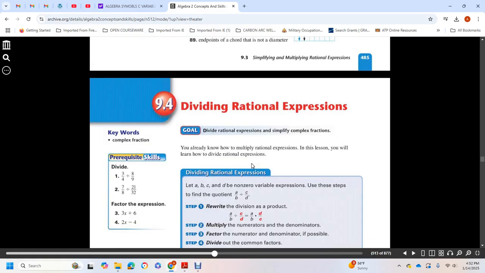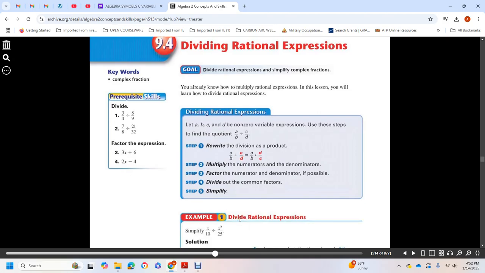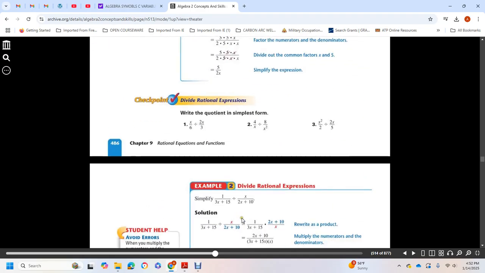9.4, dividing rational expressions and simplifying complex fractions. You also need to know how to multiply rational expressions, and in this lesson you will learn how to divide rational expressions. Let a, b, c, and d be non-zero variable expressions. To find the quotient a over b divided by c over d, rewrite the division as multiplication by the reciprocal: a over b divided by c over d is equal to a over b times d over c. Multiply the numerators and denominators, factor the numerator and denominator if possible, divide out common factors, and simplify.